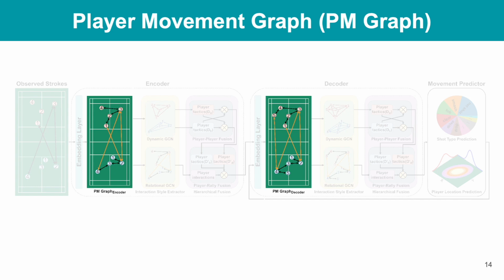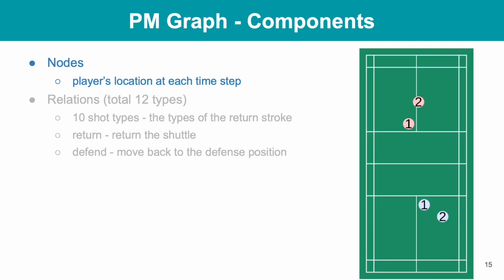The first one is the player movement graph. As a rally consists of players hitting the shuttle back and forth, the interactions between players within the rally can be described as structural representations in a graph. Therefore, the graph construction procedure represents the rally progress as the evolution of a series of undirected multigraphs. Let's first define nodes and edges for the graph construction. The nodes in the graph are the locations of the two players from the first time step to the current time step, as shown in the figure.